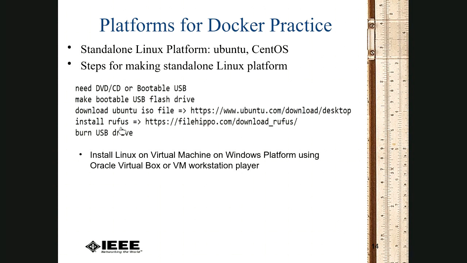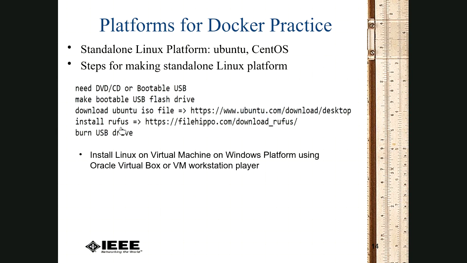Once it is ready, you simply go to the machine on which you want to install Ubuntu. You put the USB in, and then run the setup program to let it boot from the USB. Okay, once you have done that, it will install Ubuntu. So this is one option.